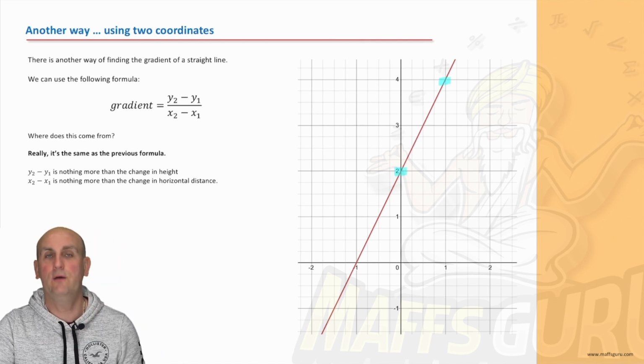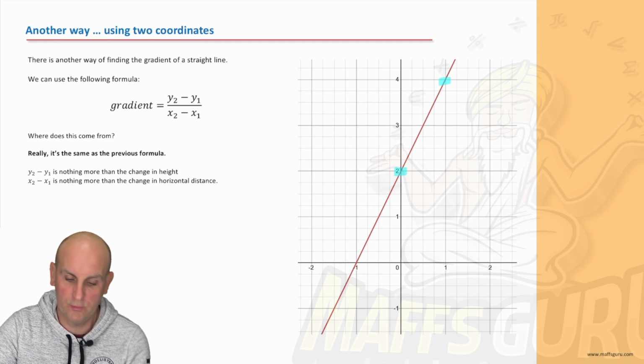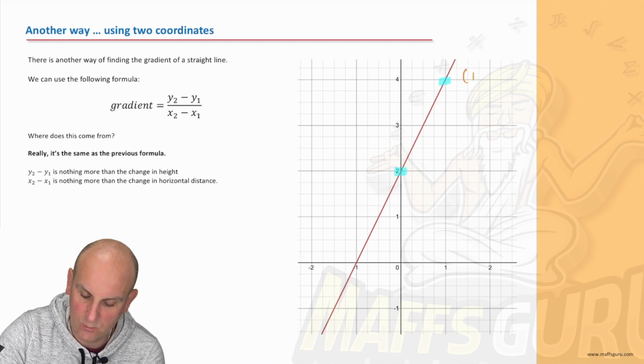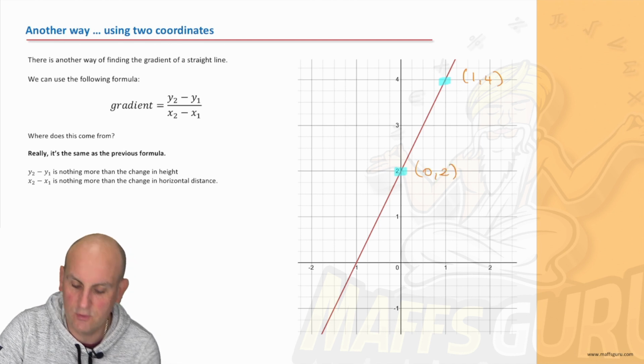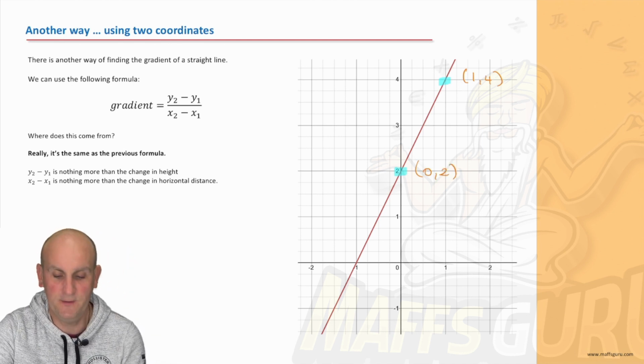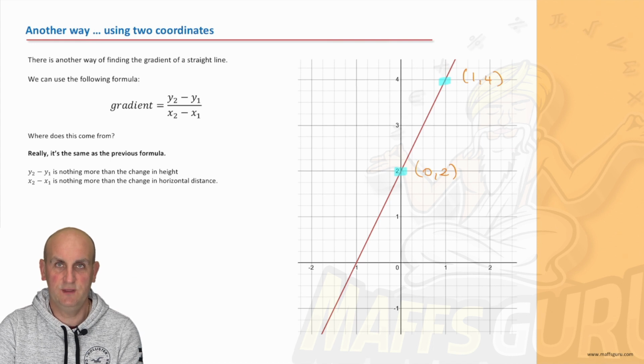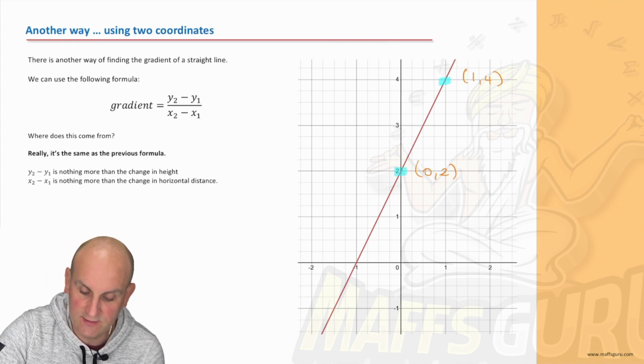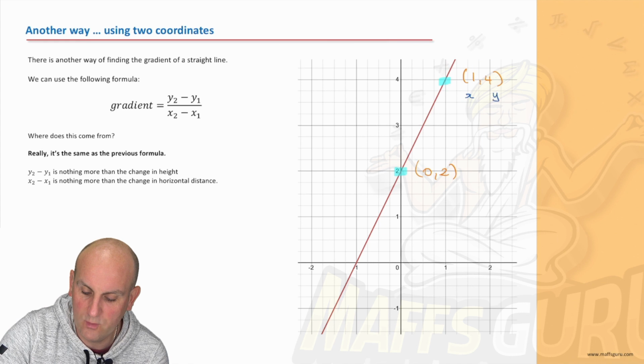Yeah? We now know that each of those points have a coordinate. This one here is 1, 4, and this one here is 0, 2. Happy so far? But we also know that each of those coordinates has a letter. So this is an x value, and that is a y value, and that is an x value, and that is a y value.